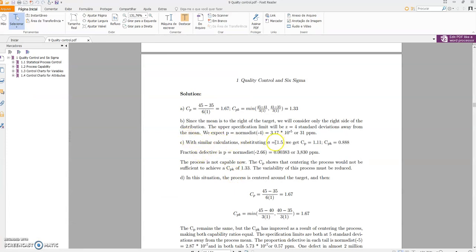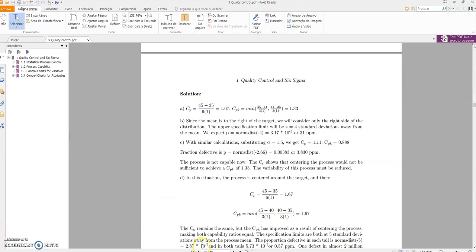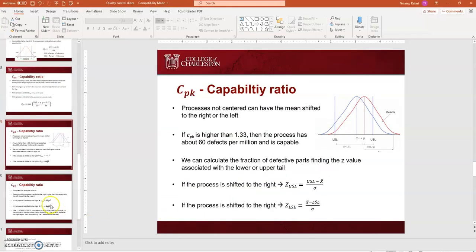Let's take a look at the notes. So this is C. We found these numbers here. The fraction that is defective is 3,830 parts per million. So we found the same answer as in our class notes. Okay, so let's go to the last problem.